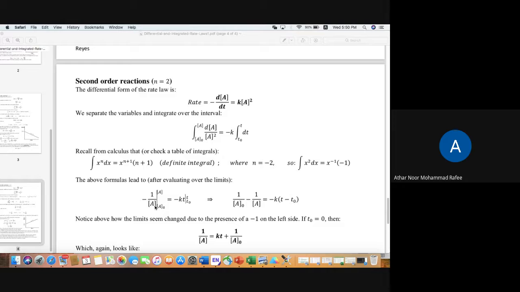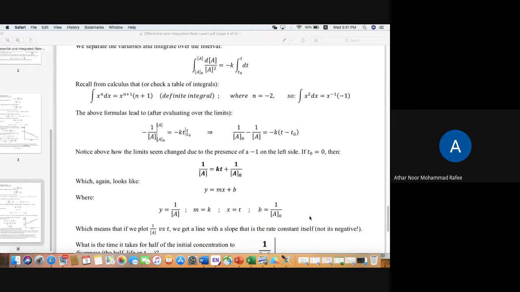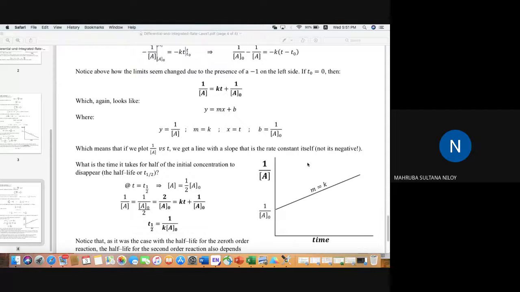Okay, great. So now we will put the limit, right? Yes, sir. And after putting the limit, we'll rearrange the equation and we'll get something like this, and we can compare it with y equals mx plus b, right? Yes, sir. Okay, so then if we put this equation into the graph, we'll get a line like this. Is it clear?